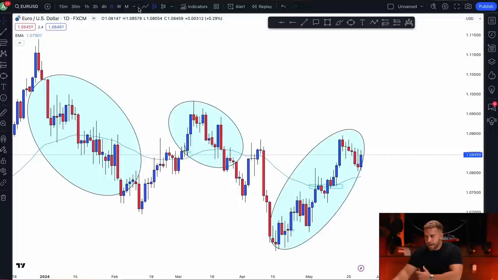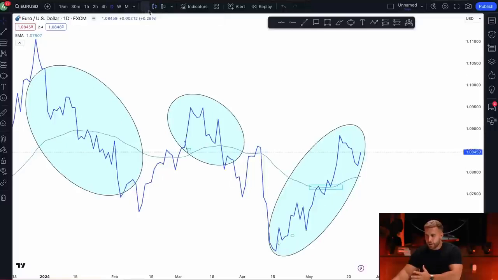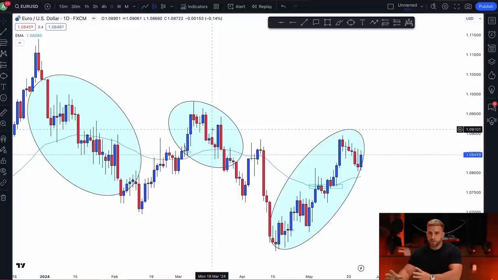Same thing here. You're analyzing the market exactly the same as you would here, but now you're removing the safety of having the line chart and now you're focusing on the candlestick chart, which is the real way you're going to be trading.